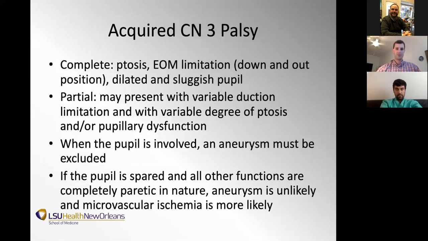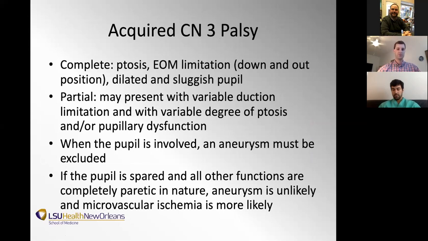Another possibility is acquired cranial nerve 3 palsy. A complete nerve palsy would look ptotic. You'd have limitation of the extraocular movements, typically a down and out gaze being the classic one that we think of. And oftentimes they'll have a dilated and sluggish pupil. With a partial palsy, they may present with variable duction limitation, a variable degree of ptosis, and possibly pupillary dysfunction.